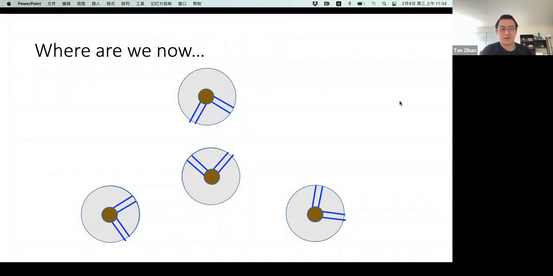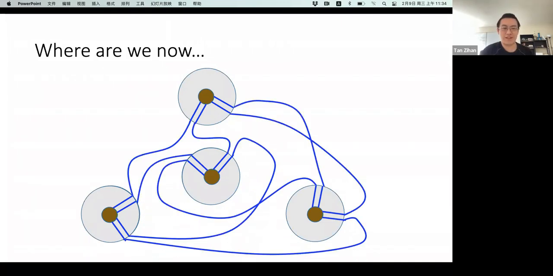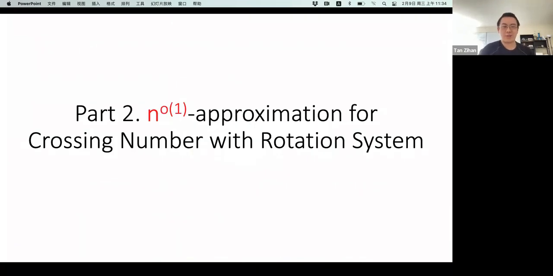So this is the first part of the talk. The remaining part is to add these blue edges back, which is really solving an instance of the crossing number with rotation system problem. In the second part, we'll talk about our subpolynomial approximation for this crossing number with rotation system problem.